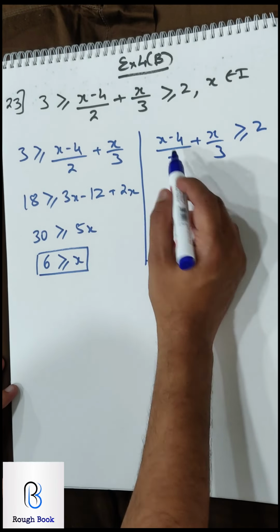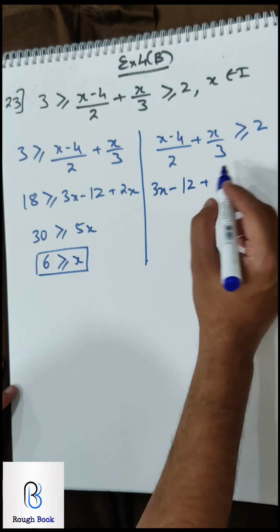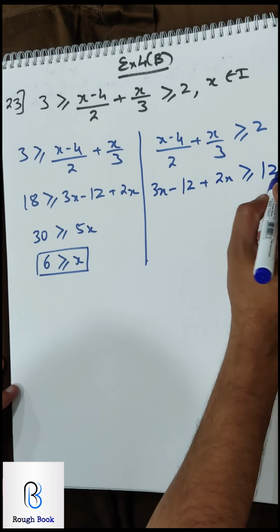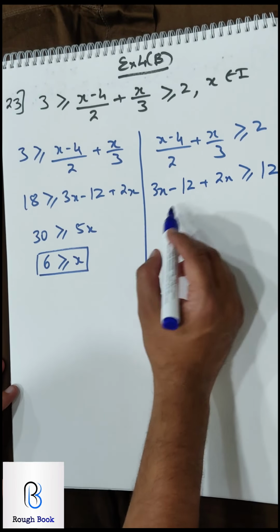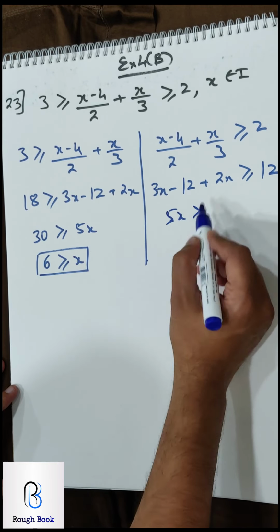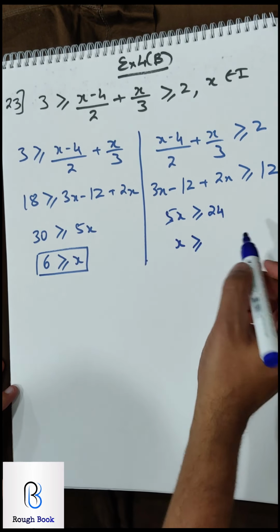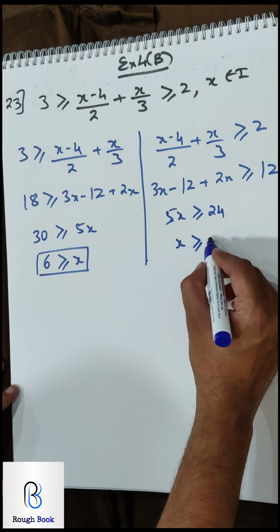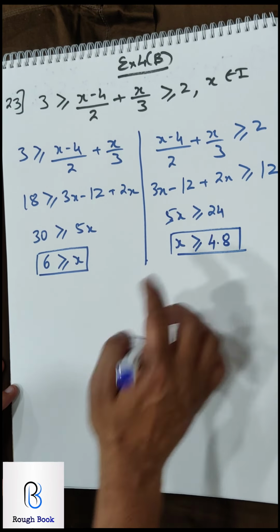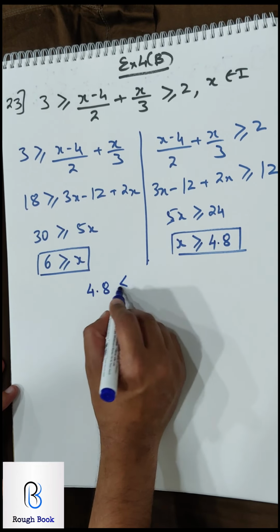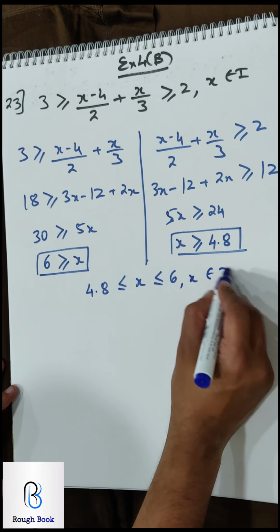So again LCM is 6. So this will be 3 times and 3 4s are 12, 2 times and 6 2s are 12. When you're taking the LCM, we are multiplying into 6 all across. Please don't forget that. So 3 plus 2, 5x. 12 goes on the other side, so I will get 24. So x is greater than equal to 24 by 5. That will be 4.8. We will have to combine both of them. Here 4.8 is smaller than equal to x, smaller than equal to 6, and x is belonging to I.